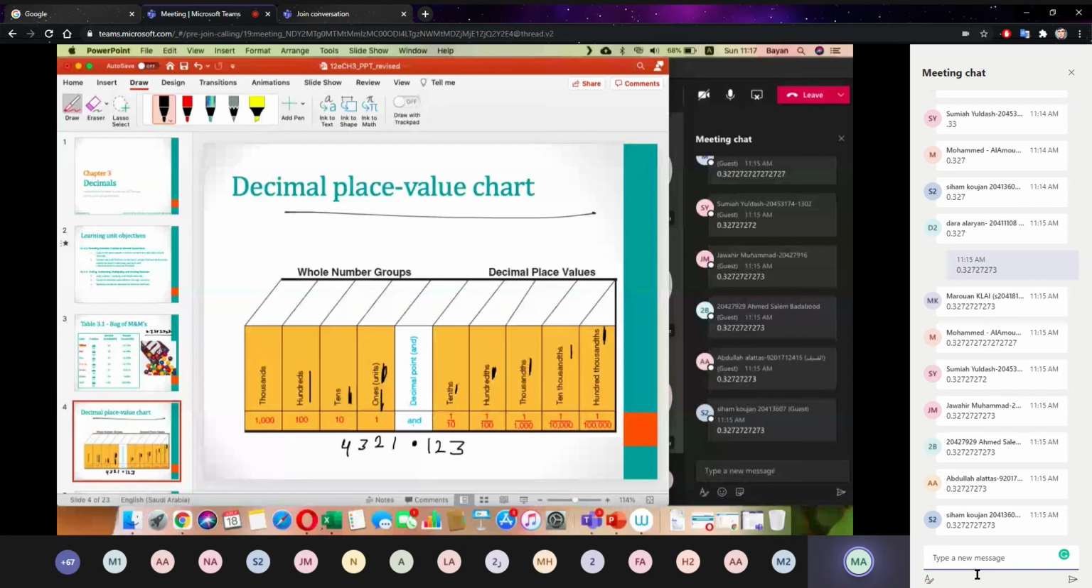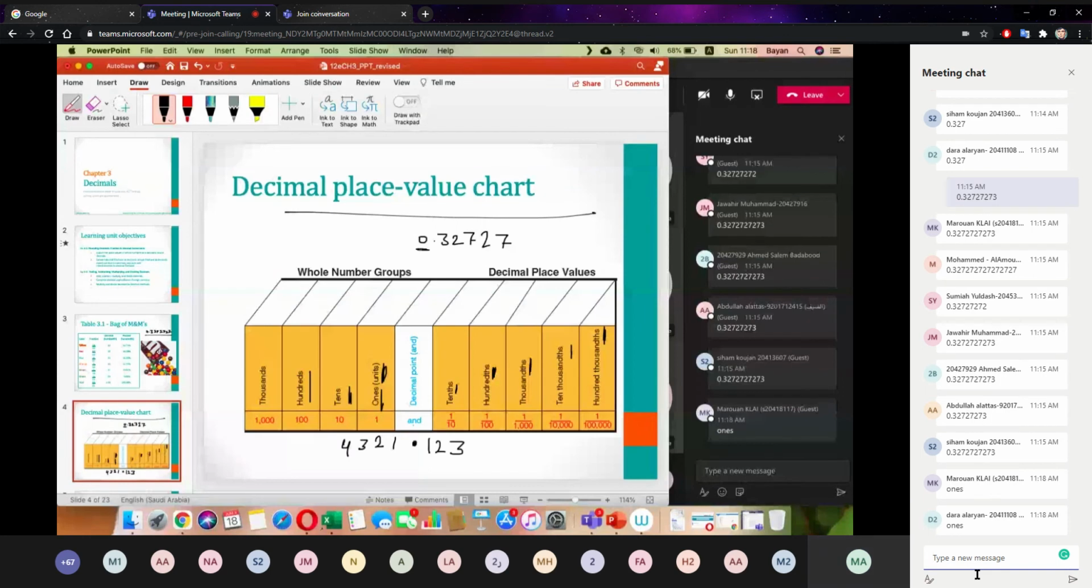So here in the M&M's candy you have 0.32727. This value, what do you call it? The zero here. What is the zero here? Ones, right. And the 3 here is 10th. Here we have the 100th. The 7 is the 1,000th. 2 here is the 10,000th. And the 7 here is the 100,000th.